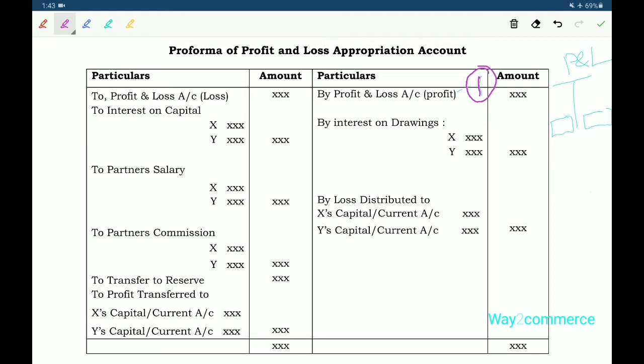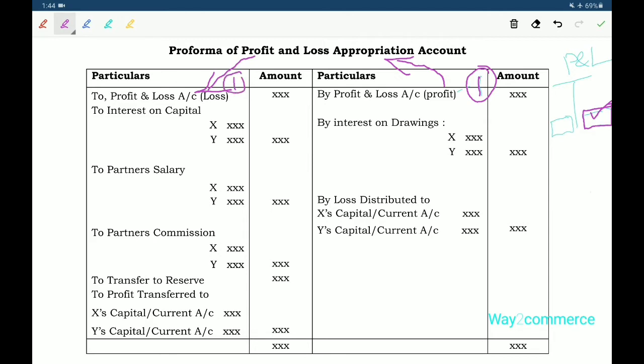So debit the profit and loss account. If profit arises, credit the profit and loss appropriation account. If loss arises, what is the entry? The loss is in profit and loss account, credit side. So what is the entry? Profit and loss appropriation account debit to profit and loss account. So this is the entry if loss arises.